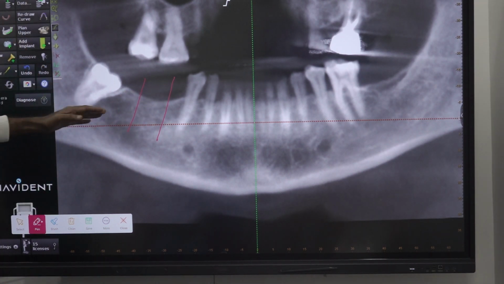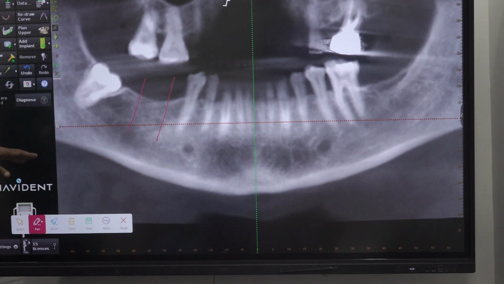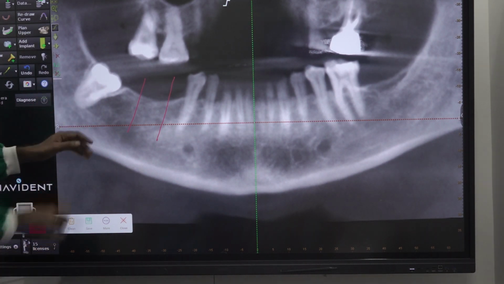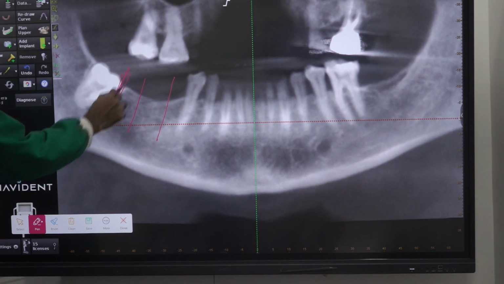It is not possible to place a third one without removing 8 or without interfering with 8. So ideally for 6 and 7 it is better to place 3 implants. But here since 8 is there, we are placing only 2. Otherwise we have to remove 8 and we can place 1 implant almost close to the distal root of 7.